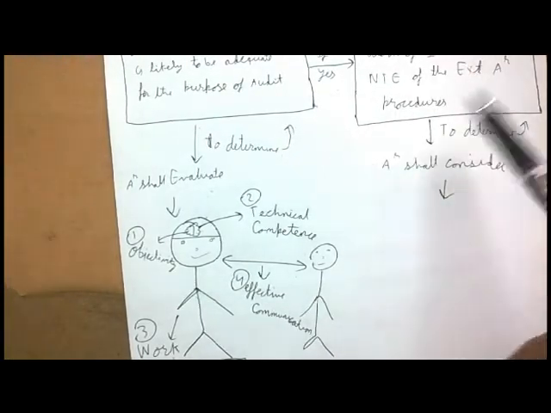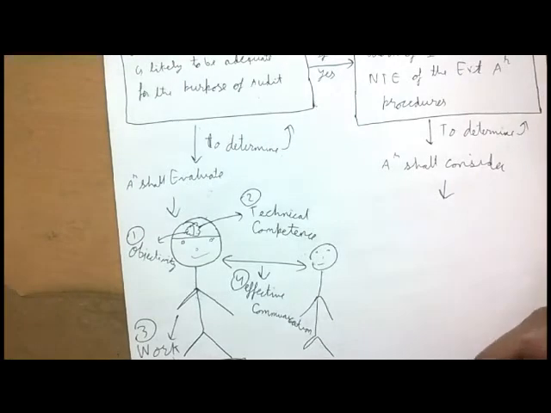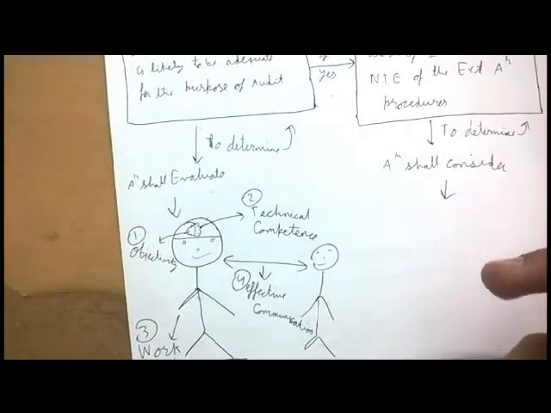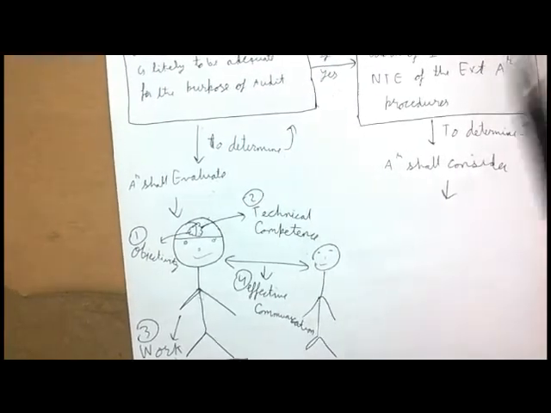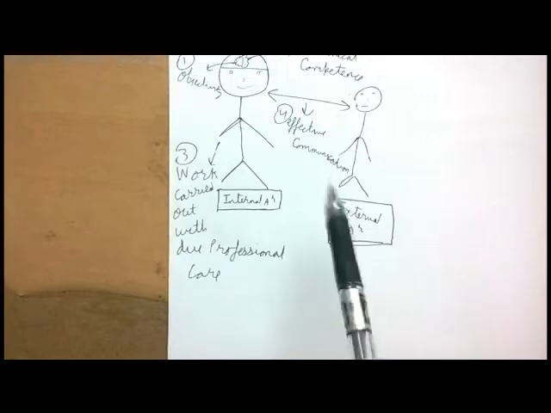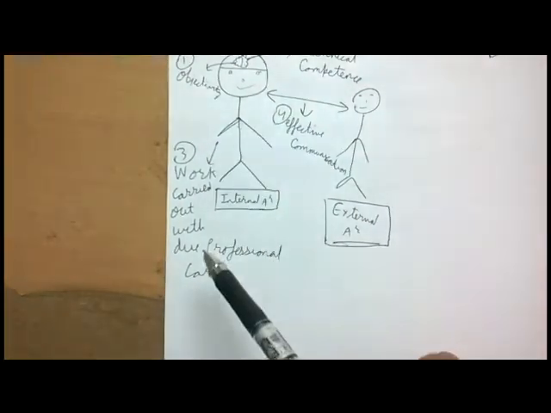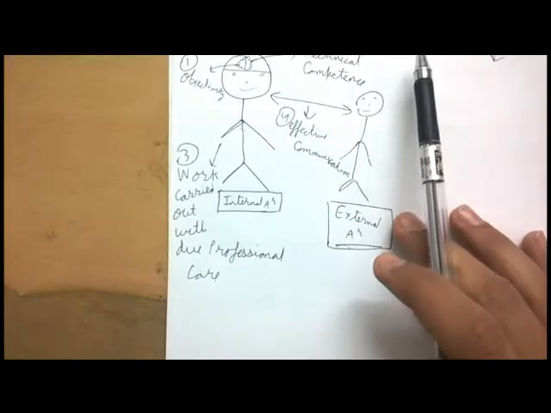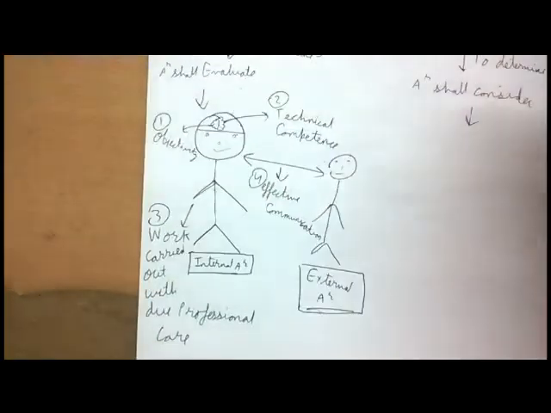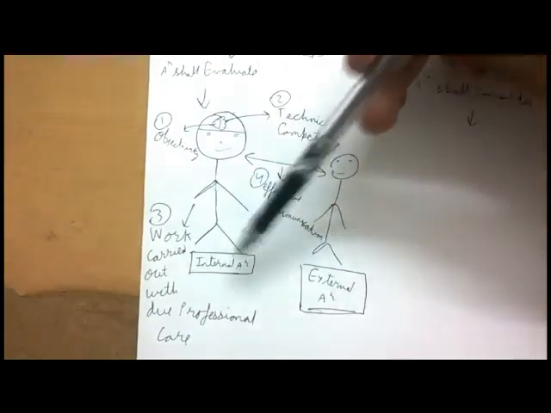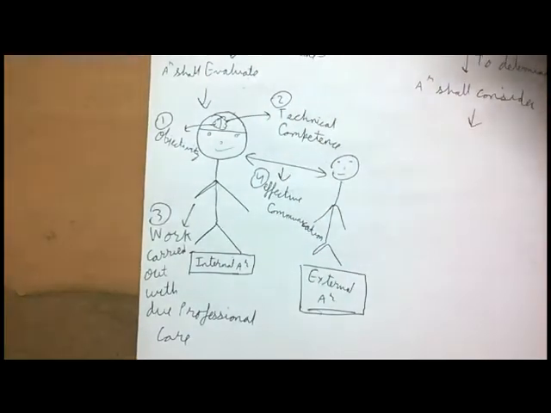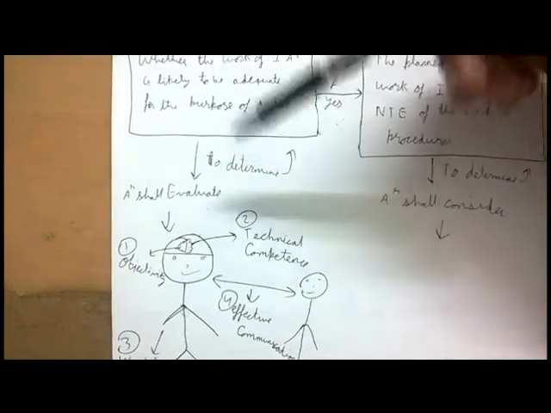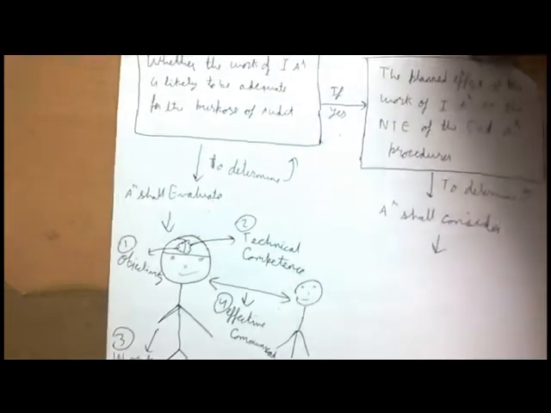He should have knowledge of maybe accounting standards, auditing standards, the financial statements, various provisions of law, rules and regulations, etc. He should have some technical knowledge. Then, the work carried out by this internal auditor should be with due professional care, taking due care while performing the work. And then there should be effective communication between the internal auditor and the external auditor. Whether there is effective communication or not is what the external auditor is going to evaluate for determining whether the work is going to be adequate or not.